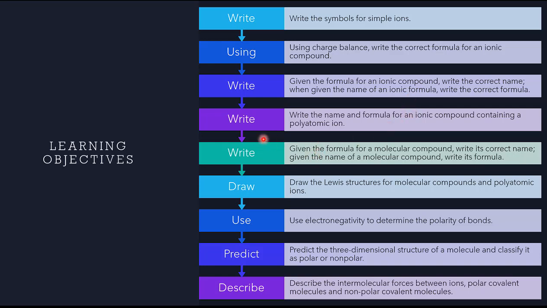When we come back for part 2 of this lecture, we will learn how to work with molecular compounds. And then in the third part of the lecture series, we'll talk about electronegativity and bond polarity, as well as predicting three-dimensional structure and the intermolecular forces that exist between molecules. All right, so let's go ahead and start focusing on the first unit in this chapter, which is all focused on ions and ionic compounds.